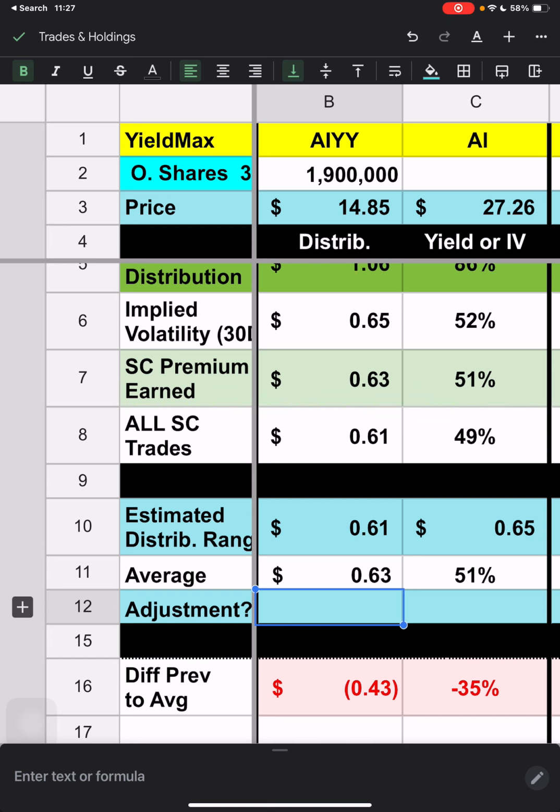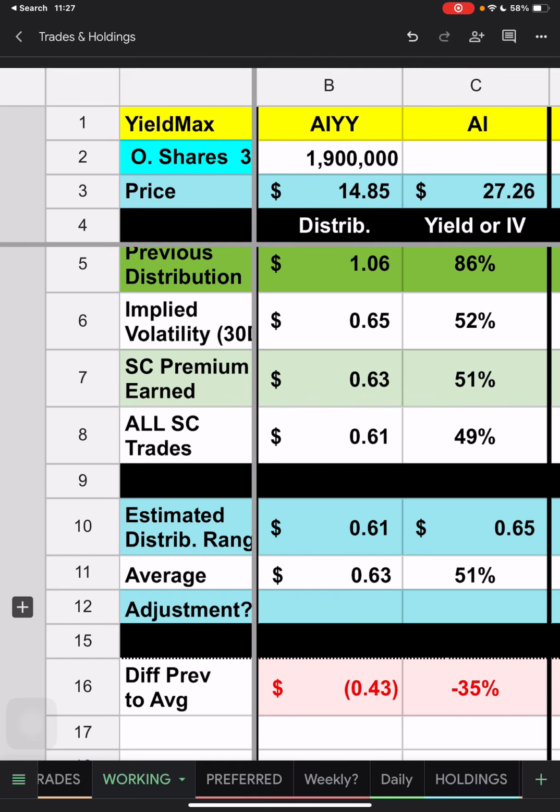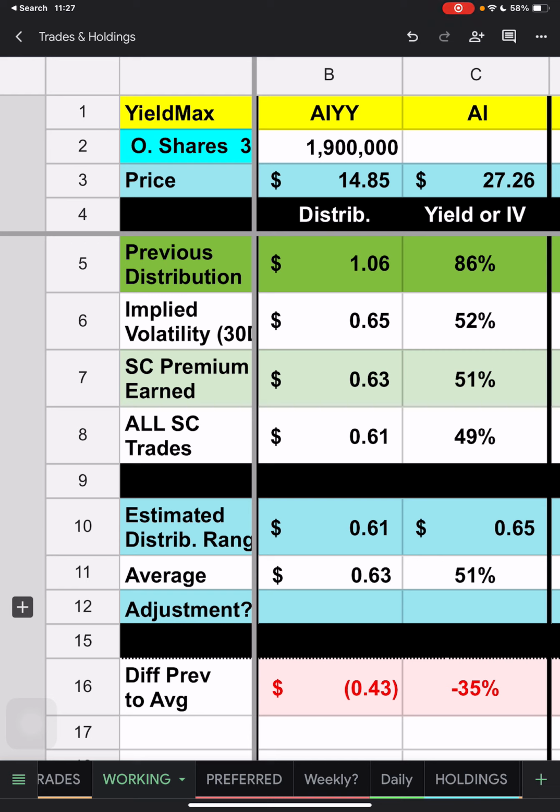But this is the range, and the way I've based the range, sorry, I hate how everything pops up like it does. But the way I did the range was based off of these 3 factors: the IV, the premium earned, and all the short call trades, right? And I promise you, if you look at this one, you're like, "Well, that doesn't make sense." I mean, it's pretty easy by looking at this one. Well, it's not so easy when we look at the other ones. So it's an estimated range based on these 3.